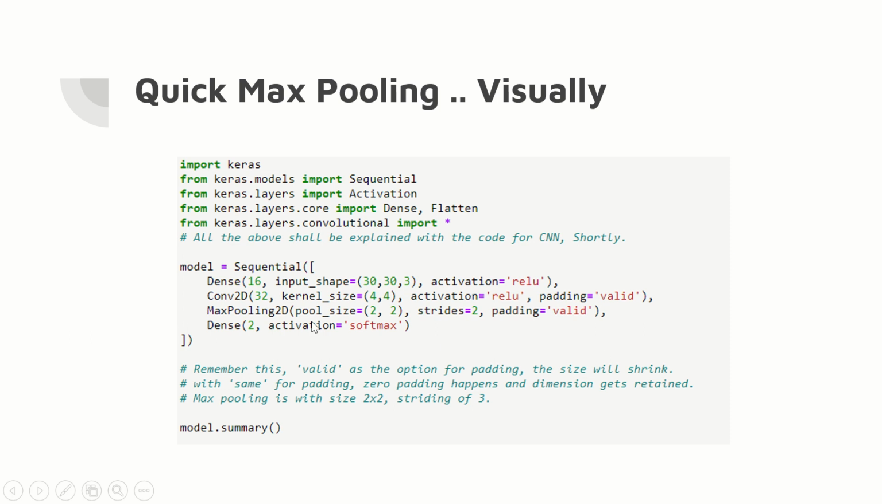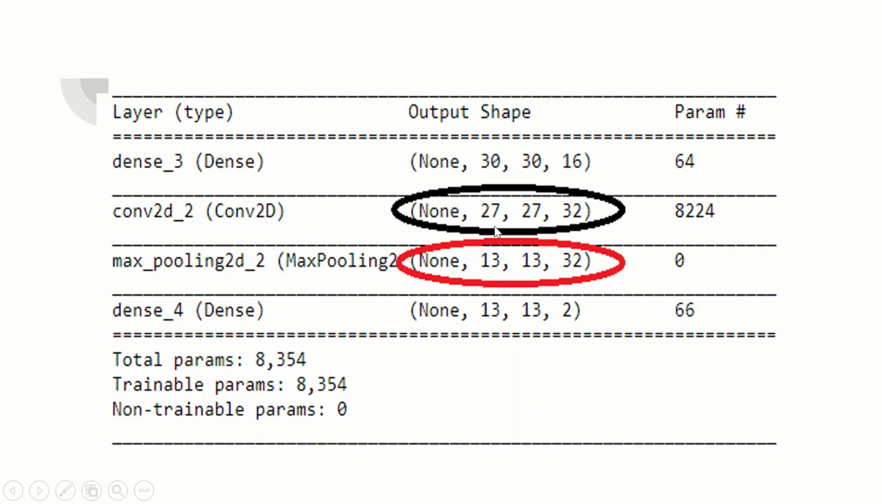Now you can see that here Conv2D 32, kernel size is 4 by 4, activation is ReLU, padding is valid. And in the next step, I am doing a MaxPooling2D where pool size is 2 by 2, stride is 2, padding is valid. Now what should be the result? Very simple. 27 has come down to 13, and this is how max pooling works.